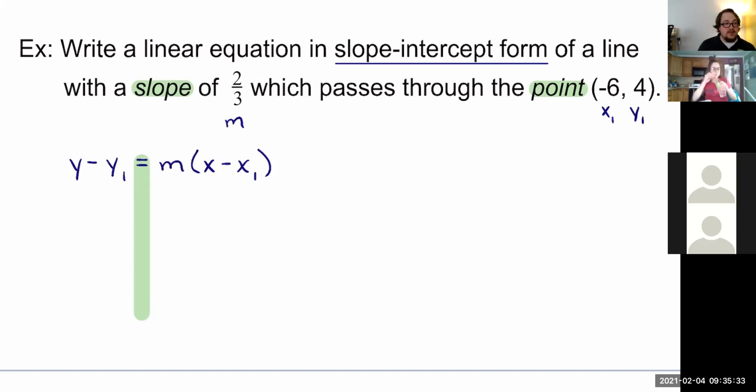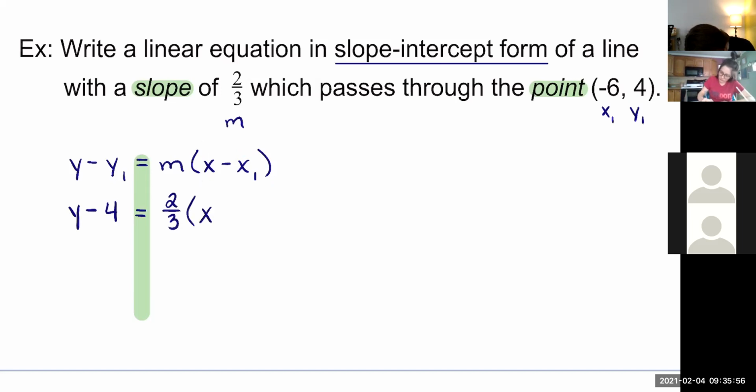So as I go through and start pulling out these pieces that I have values for, let's see what happens. So I'm going to have y minus y1, which is 4, equals 2/3, which is my slope m, and then parentheses x minus, and here's where it gets fuzzy for a minute, a -6.